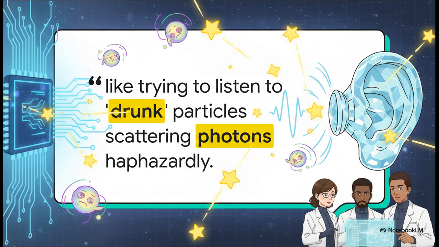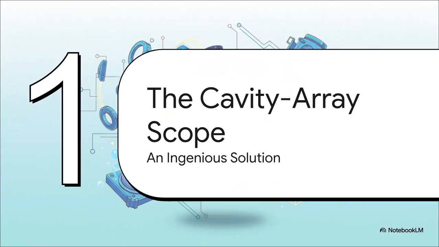Physicist John Simon has this brilliant way of describing why it's so hard. He says it's like trying to listen to drunk particles scattering photons haphazardly. The signal from a single atom is just so faint, and it goes in every direction. Trying to catch that tiny signal for thousands of atoms at once, it's been a total nightmare. But what if you could give every single one of those drunk particles its own personal amplifier? Well, that's where this ingenious solution from Stanford comes in, the Cavity Array Microscope.